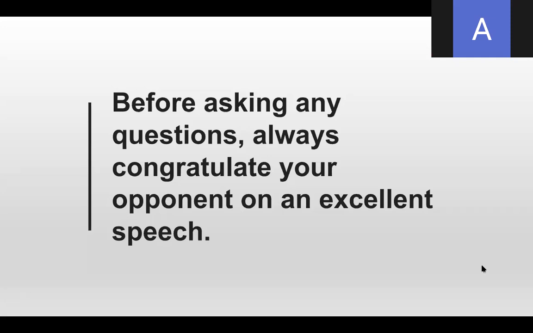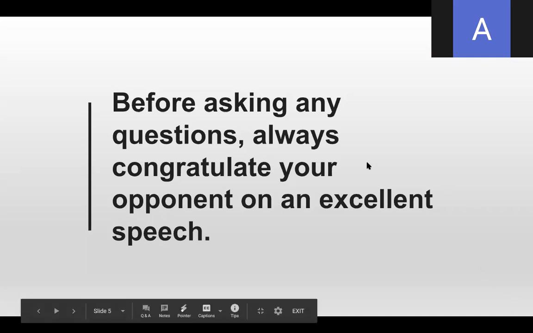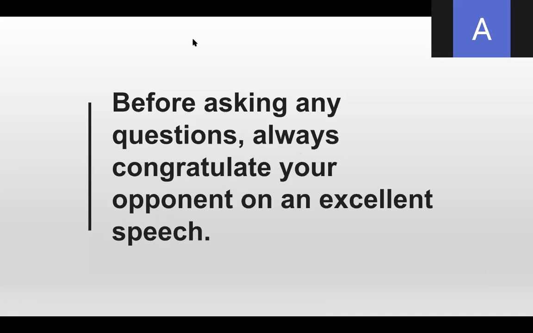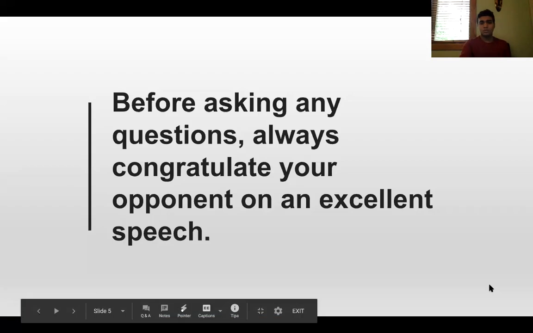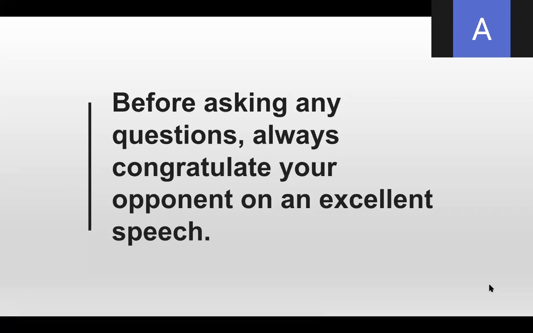The key is that you say it quiet enough so that it's not weird, but loud enough so the audience can hear, because you want people to hear that you're congratulating them. It's the common thing to do, and it's the right thing to do. If you're in a round that's doing cross-ex, you're probably in finals, semifinals, something like that.